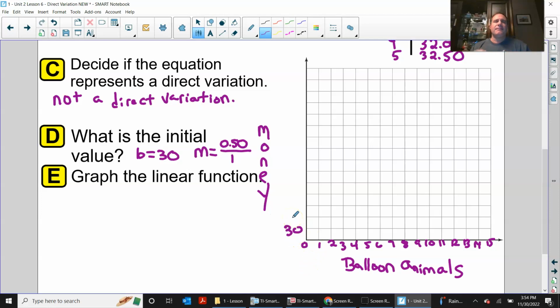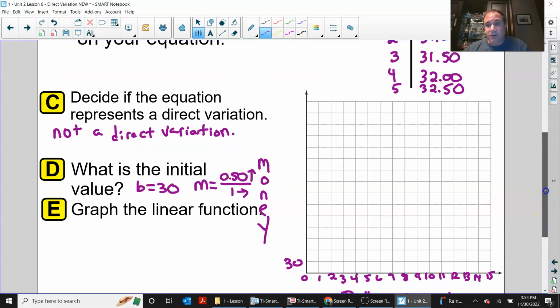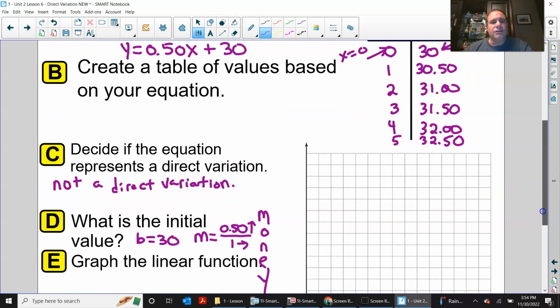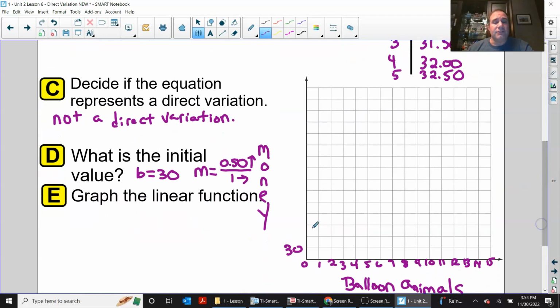Now, the next number, you're not going to jump up to 60. It's 50 cents per balloon animal. So that's my rise, that's my run. If Fran makes one balloon animal, she'll make $30.50. And look, we put it in the table. See how it says $30.50? Then the next one is 31. Then the next one is 31.50. You follow that to make your graph.